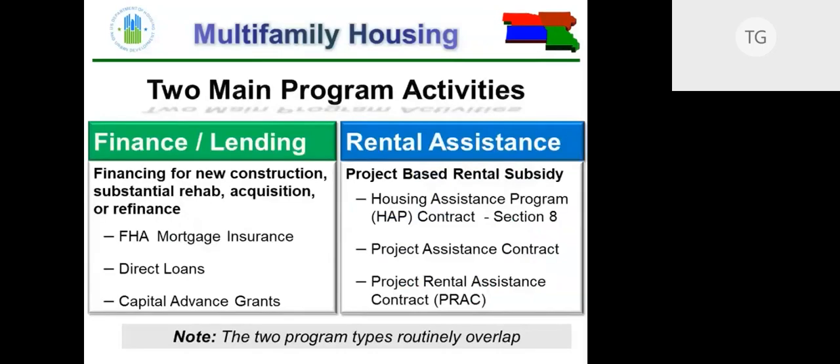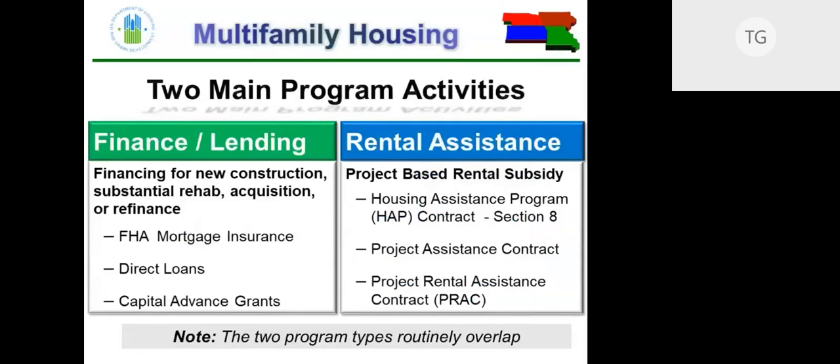And so multifamily has 2 main program activities. One is financing and lending, and the other is rental assistance. And so the financing and lending arm is really comprised of 3 main areas. We have FHA mortgage insurance. The second is direct loans. And then we have capital advance grants.